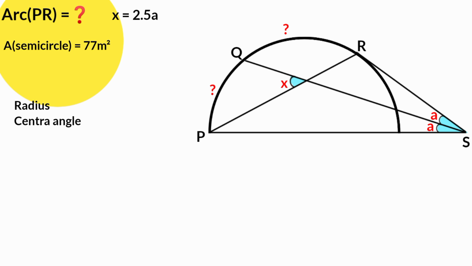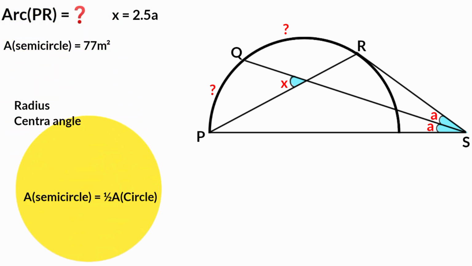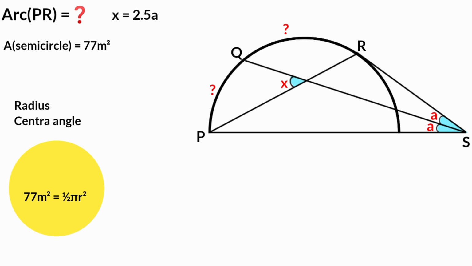Here we are given the area of this semicircle to be 77 meters squared. A semicircle is a perfect half of a circle. That is, its area will be half that of a circle. The formula for calculating the area of a circle is pi r squared. So area of a semicircle equal to 1 over 2 pi r squared. Replace this area of semicircle with this. So 77 meters squared equal to 1 over 2 pi r squared.